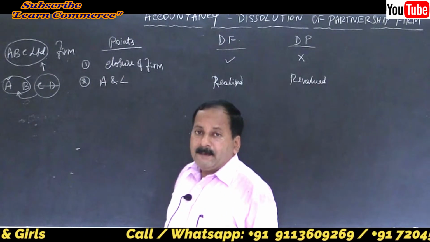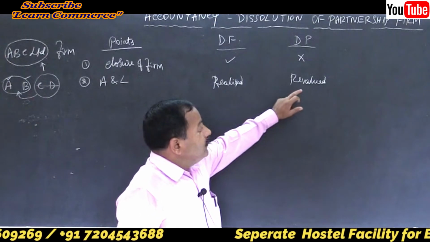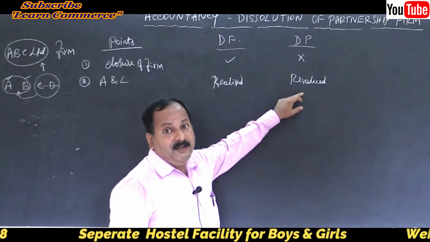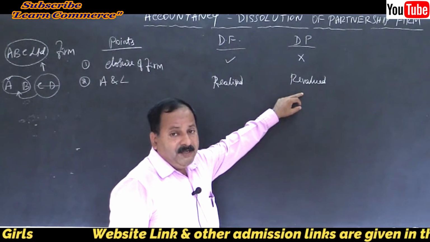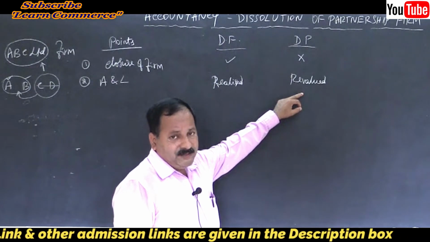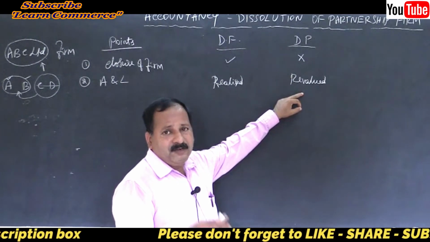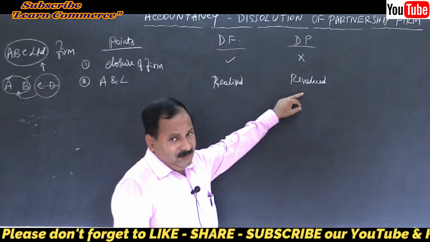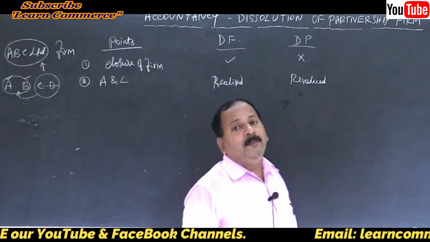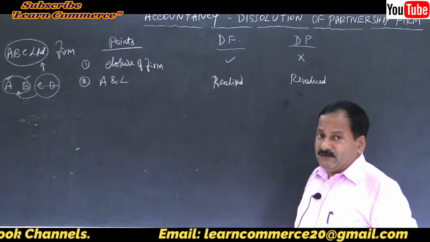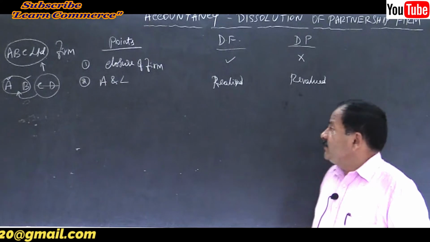Remember, we have to prepare a realization account under dissolution of firm, and we have to prepare a revaluation account under admission of a partner and retirement of a partner, or even death of a partner. But in death of a partner, they will not ask us to prepare all the ledger accounts. Only the executor's account or capital account of the deceased partner will be asked. So this question will not arise. But in case of admission and retirement, we will prepare a revaluation account to account for the changes in the values of assets and liabilities. Am I correct? Yes. And the firm continues.